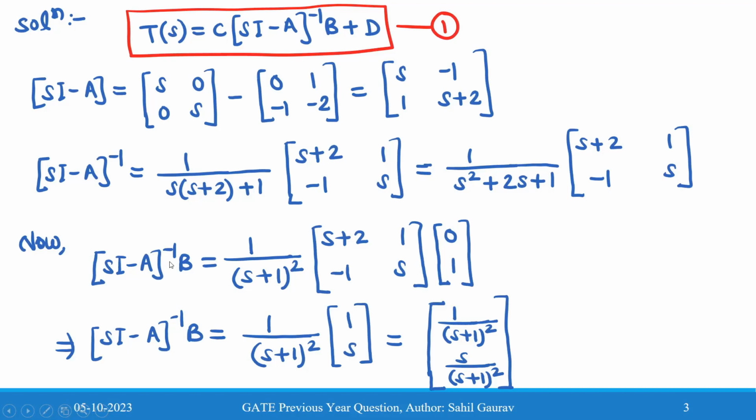Now we will find (sI minus A) inverse multiplied with B, where B is given in this problem. On multiplying (sI minus A) inverse into B, we get this matrix: the first element is 1 divided by (s plus 1) whole squared, and the second element is s divided by (s plus 1) whole squared.